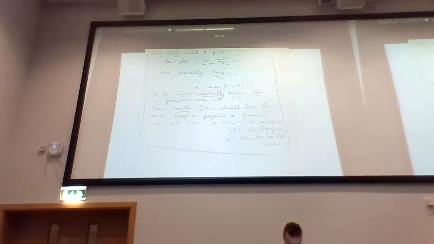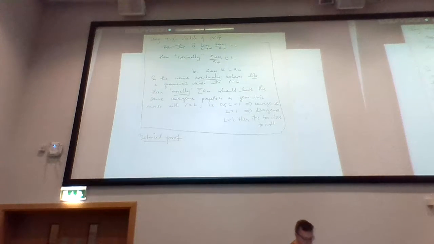Okay, so let's look at the detailed proof. Now it's in the notes. I'll explain it for the convergence case, the convergent case, the L less than 1 case. And the L bigger than 1 case is fairly similar.